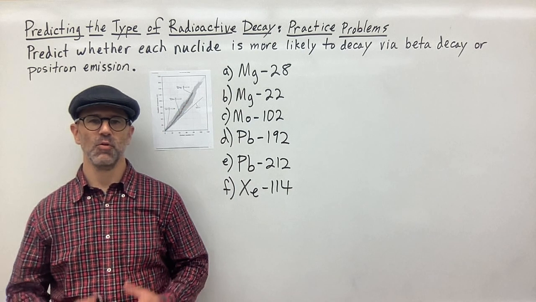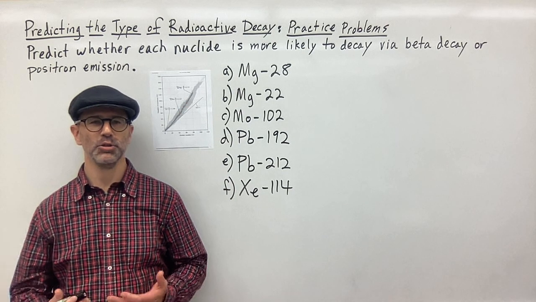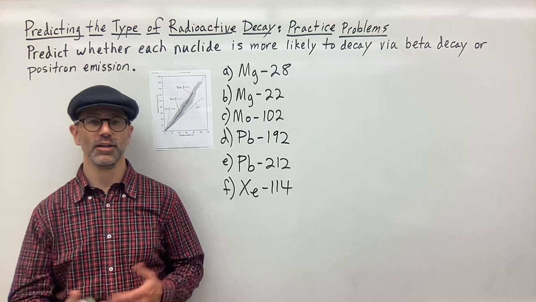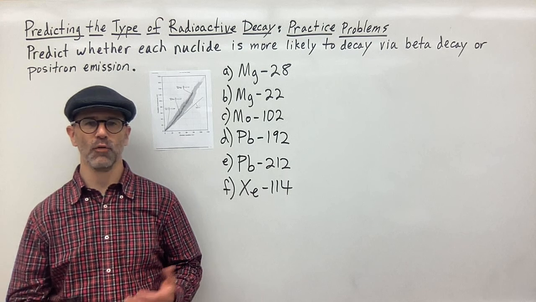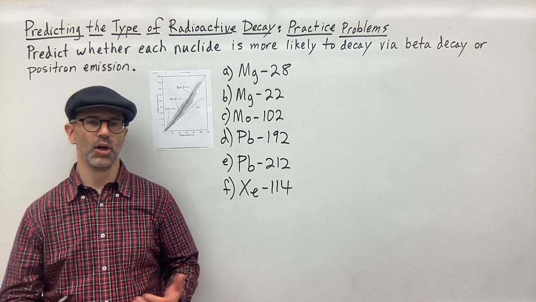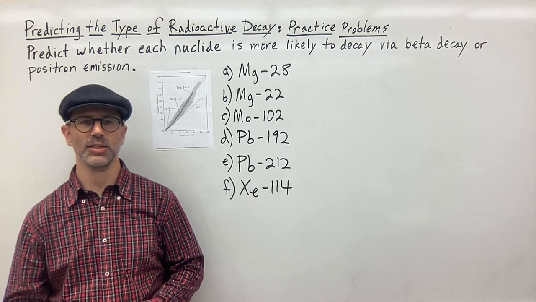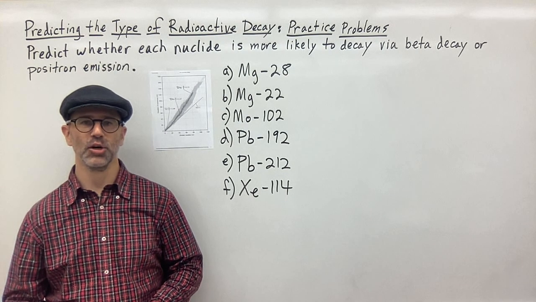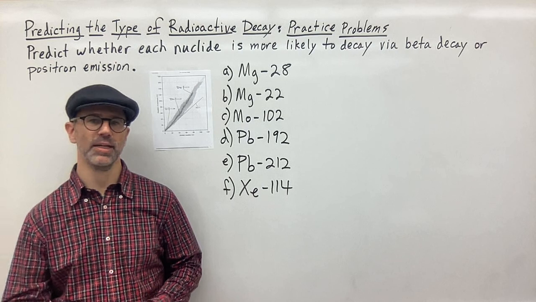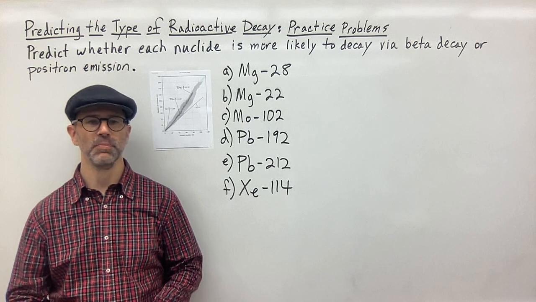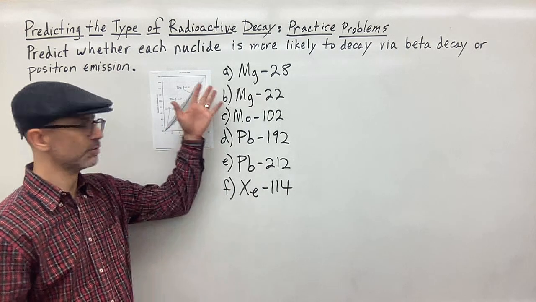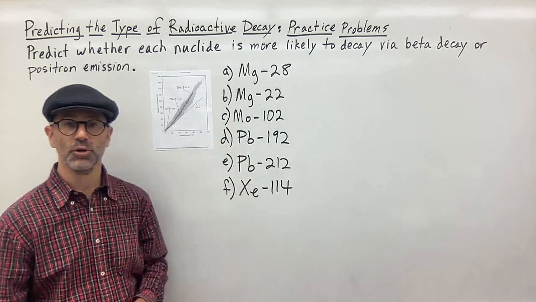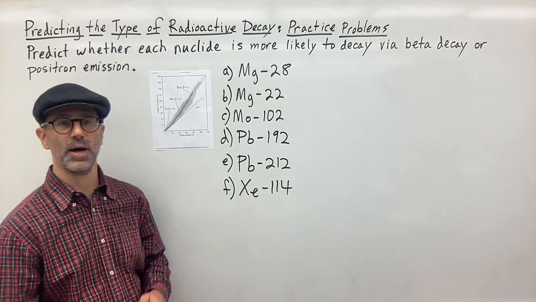My name is Mr. Cobalt, and in this video, I'm going to talk to you about how to predict the types of radioactive decay given some isotopes. So here, I'm going to go over some practice problems. In these practice problems, we're asked to predict whether or not the nuclide is going to most likely undergo decay via beta decay or positron emission. So here we have a list of nuclides to figure out whether they're going to undergo beta decay or positron emission.